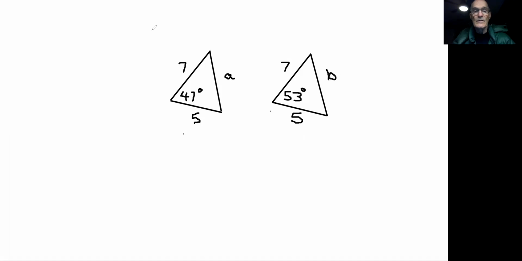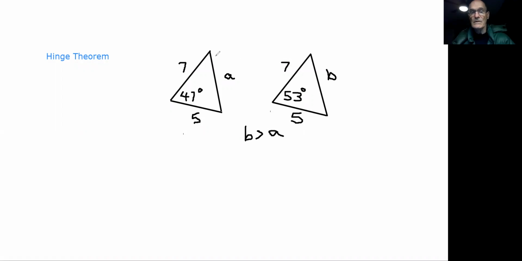Now, the hinge theorem, just like a hinge on a door or a gate or something, what the hinge theorem says, if you have these two pairs of congruent sides, then you look at the included angles, and the bigger angle, which in this case is the 53, has the bigger side. So we know in this particular case here that side B is bigger than side A.